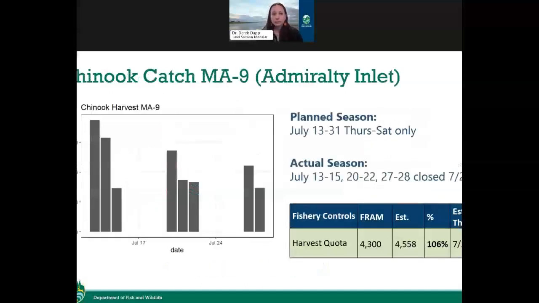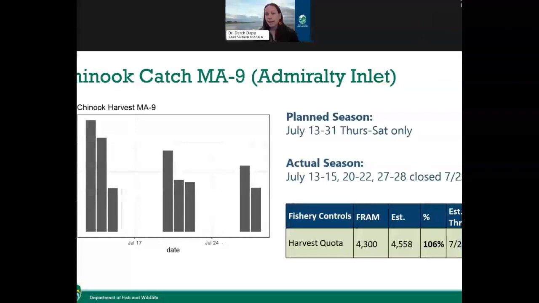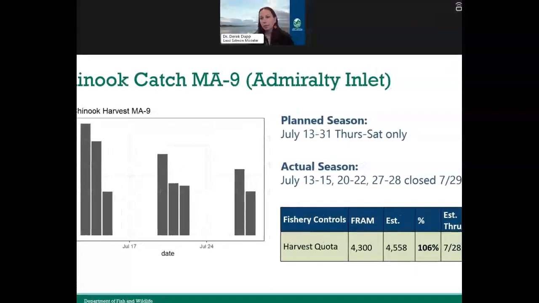So next slide, please. We're going to move into Area 9, which is the Admiralty Inlet area. Again, you'll see the Chinook harvest here displayed as a harvest per day. Again, you could see really high numbers for that initial opening weekend and then dropping off after that. Did not drop off quite as precipitously as it did in Area 7, which is consistent with what we saw last year when we had a very similar planned fishery.